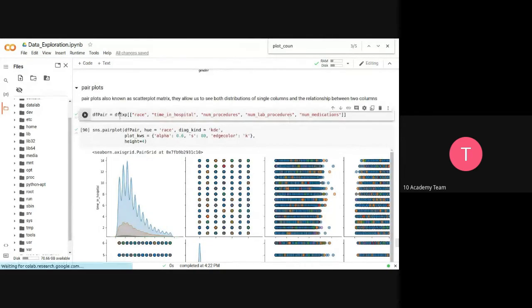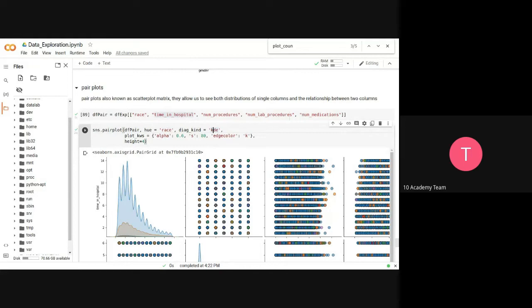So what we're doing here to use the pair plot is just taking a couple of variables, which are the race, the time in the hospital, the number of procedures, and the number of medications that were provided. And again, we're using the race as a differentiator of the hue.